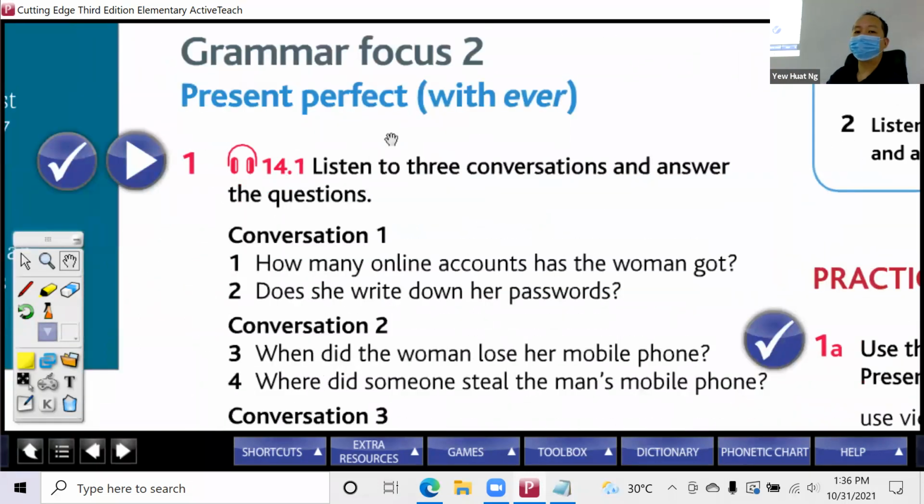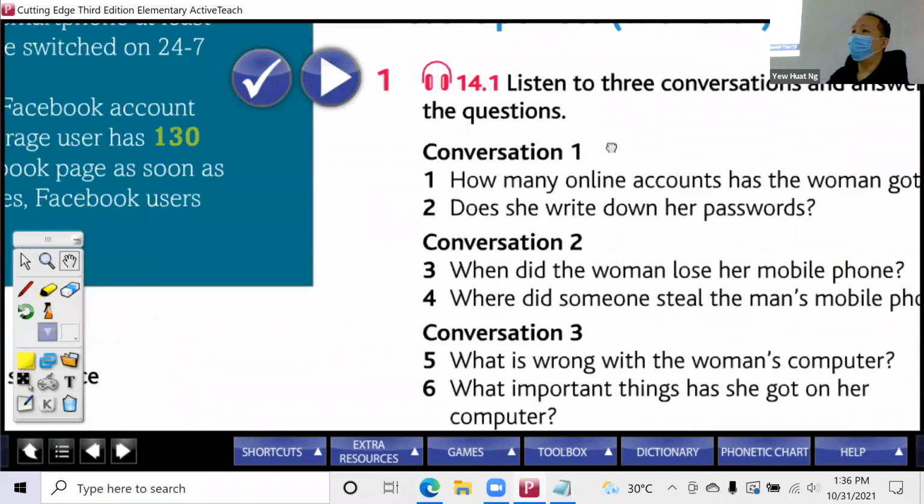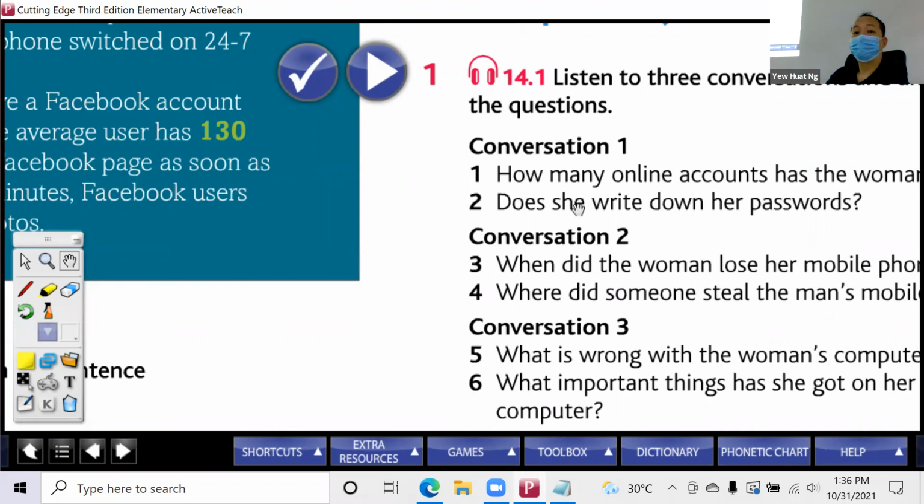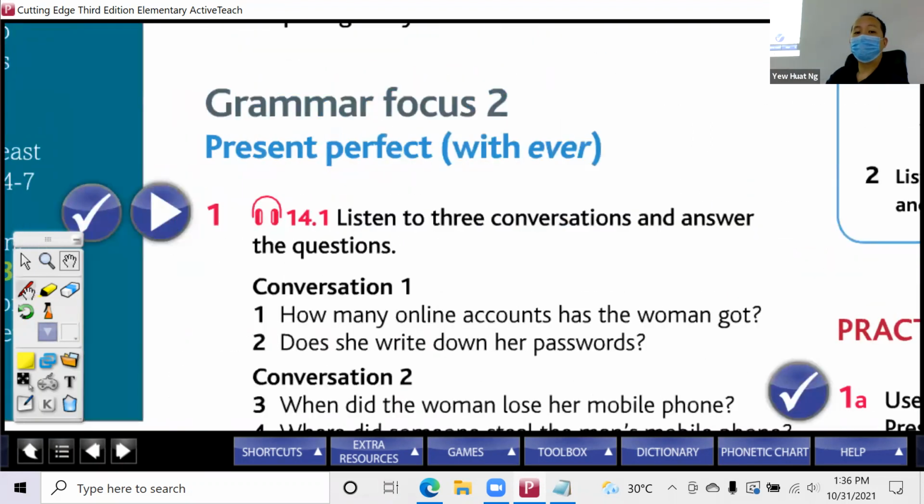Okay, now we're going to look at present perfect with ever. You see, just now we looked at many questions with the word ever. What is the meaning of ever? Usually, ever is for emphasis. Right? What is emphasis again? What is emphasis? Emphasis means to 强调.